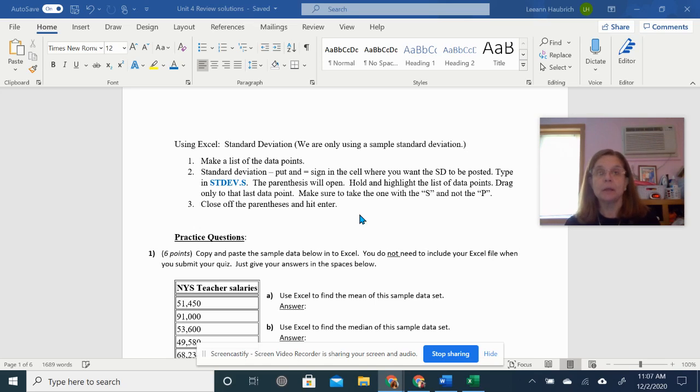So double click on the one that says STDEV.S. A set of parentheses will open. Go back to the top of the list, click it, drag it down to the last digit, let it go. The data will go into the parentheses, close the parentheses off, hit enter. You now have your standard deviation. So for the most part, that is a nutshell of every single thing we did in Unit 4.